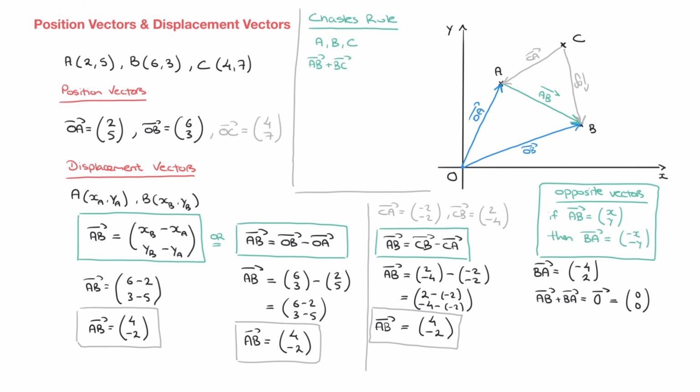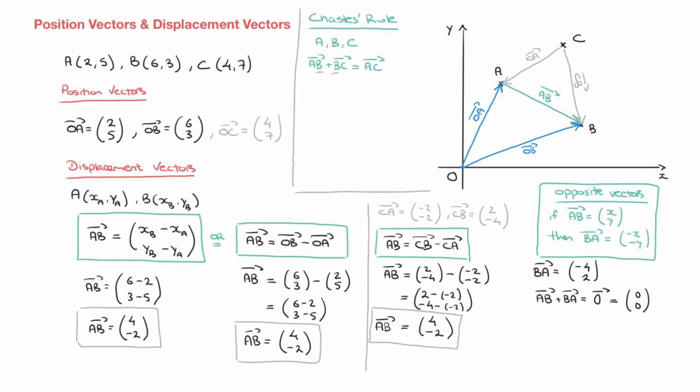Then what Chasles' rule tells us, and in fact this S is part of the mathematician's surname, so there really should be an apostrophe on that S. I'll carry on, sorry. What Chasles' rule tells us is that as we add this vector AB to this vector BC, because we have the same letter on either side of this addition, indeed a B here and a B here, they technically cancel each other out and we'll be left with the displacement vector AC.